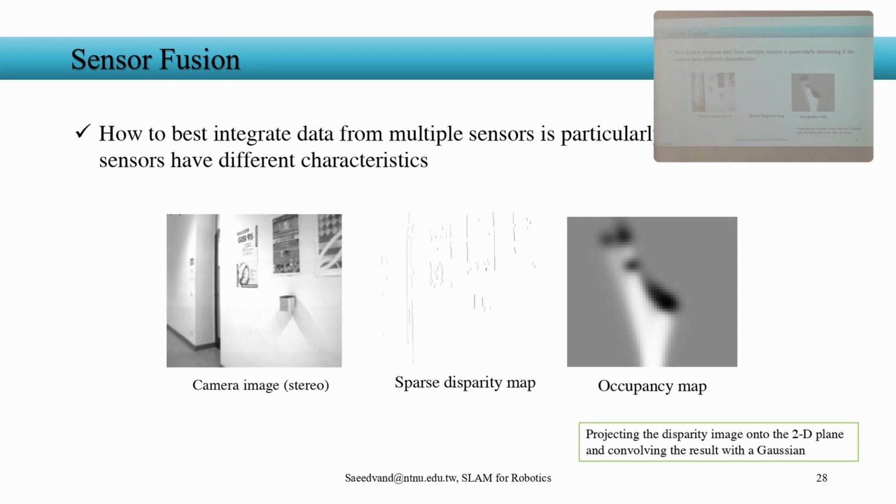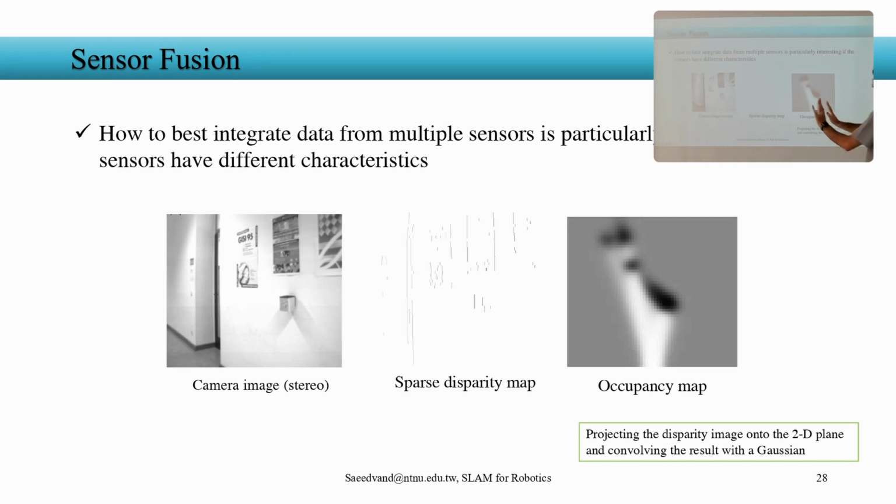One example that we have here, you can see that we have the camera image here that comes from the stereo camera. And here in the middle, we have the sparse disparity map. This sparse disparity map is famous in computer vision and robot vision, and you can extract it by calculating the differences of two image frames.